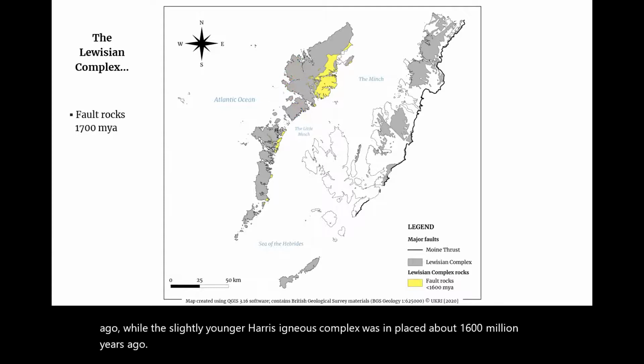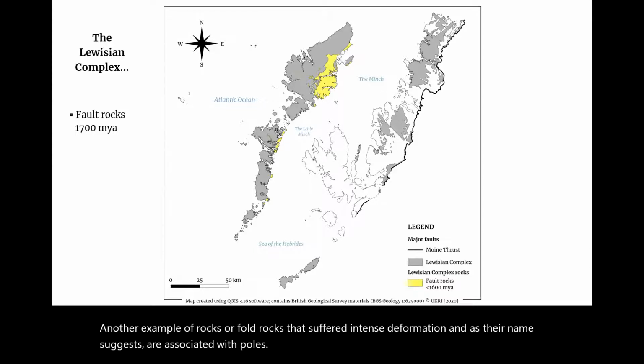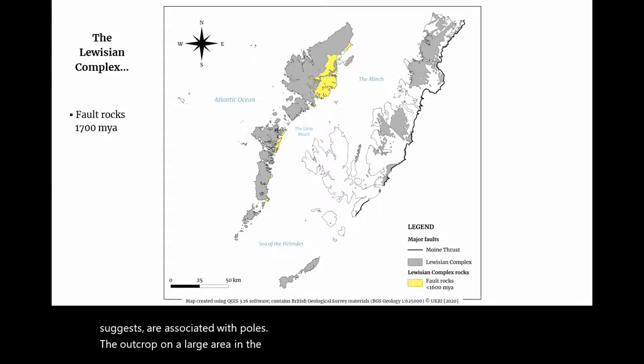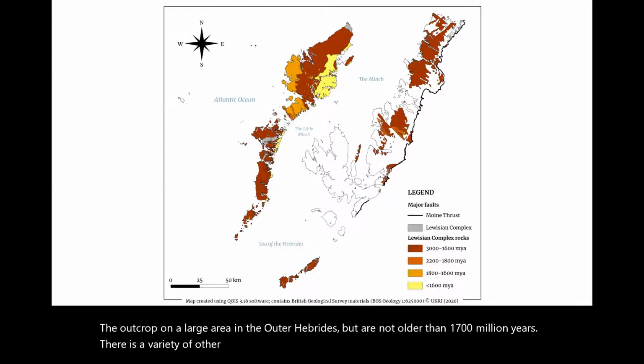Another example of rocks are fault rocks that suffered intense deformation and, as their name suggests, are associated with faults. They outcrop on a large area in the Outer Hebrides, but are not older than 1,700 million years. There is a variety of other rocks as well, which are widespread, but the occurrences are rather small, and at this scale, they are not visible.